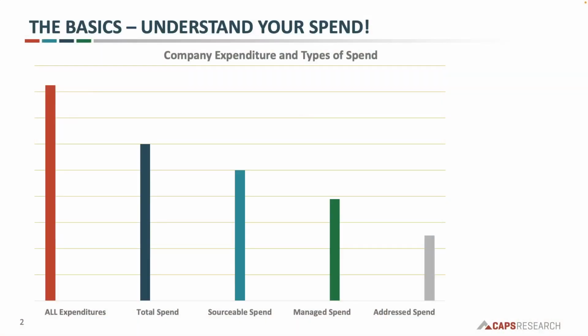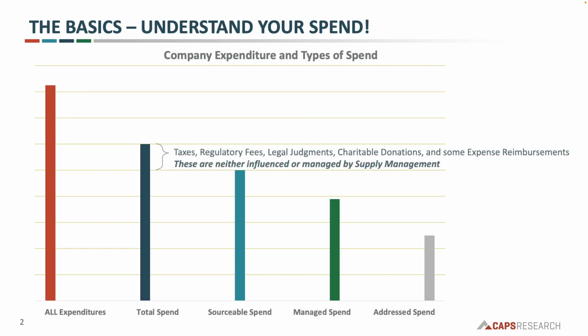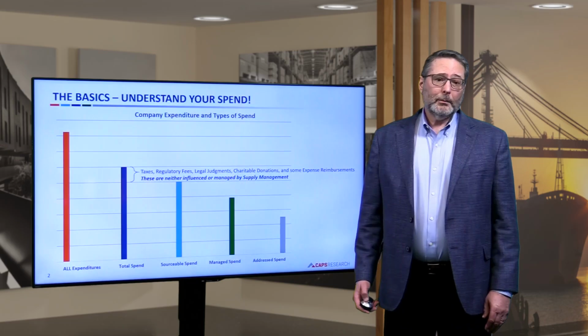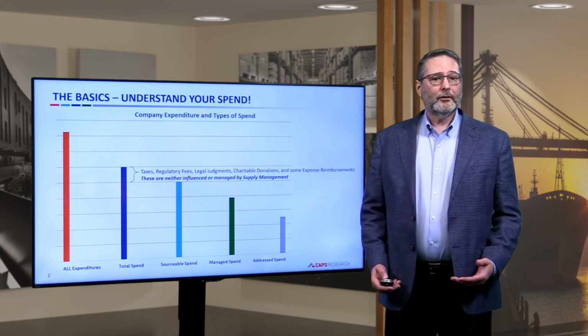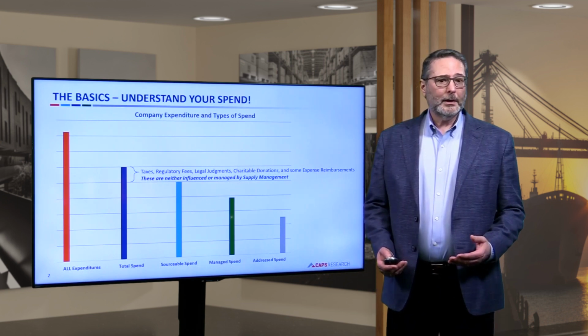The next portion is total spend. Total spend includes a number of factors you should be aware of and you have to understand because it's still something you want to peel away as part of this process. It includes things such as taxes, regulatory fees, legal settlements, etc. Things that typically the procurement and supply chain organization cannot affect and influence. But it's important to understand it because it might have some bearing on some of the other spend that you can affect.